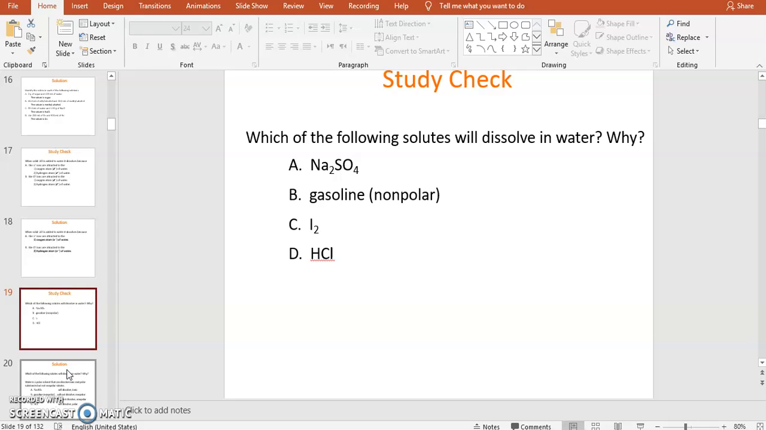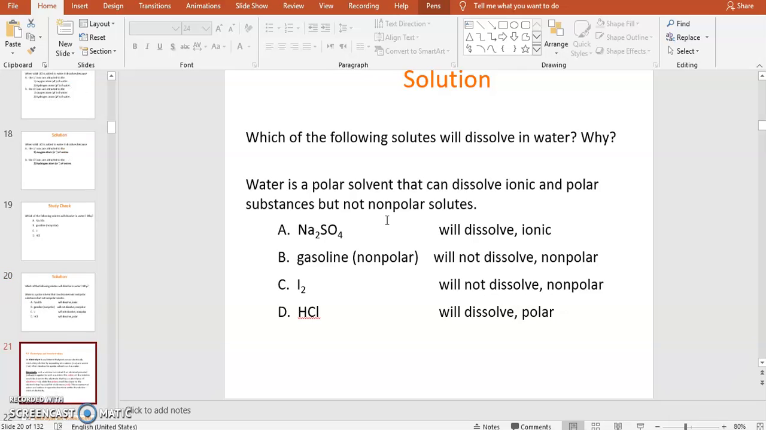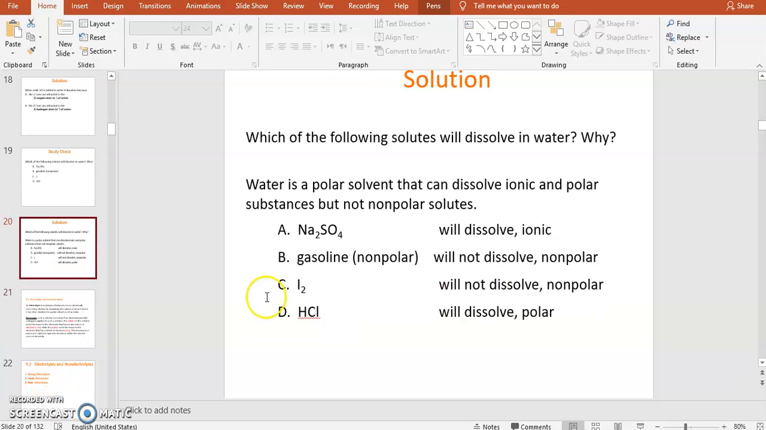So Na2SO4, a solid compound, when you put it in water, sodium will be ionized into Na positive, SO4 will be ionized into a negative polyatomic ion, and then it will dissolve in the water. Gasoline is one of the non-polar molecules like oil. They will not dissolve in water. Iodine is a non-polar molecule and it will not dissolve in water. HCl is a polar molecule that will dissolve in water.